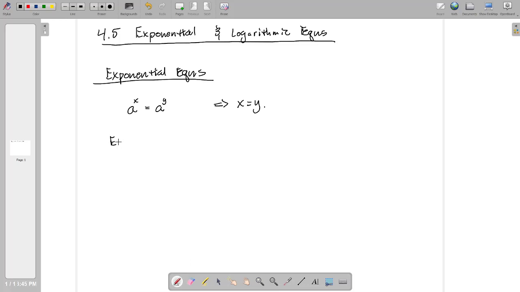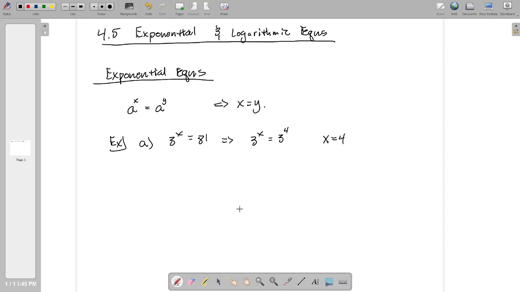Let's do an example of some stuff like this. Suppose we have something that looks like this: 3 to the x is equal to 81. Well, it doesn't look like they have the same base at face value. But if we convert 81 into 3 to the 4th power, then we actually have the same base. So this is the same thing as 3 to the x is equal to 3 to the 4th, which then means that their exponents are equal because we have the same base, which is 3. So this then means that x is equal to 4.